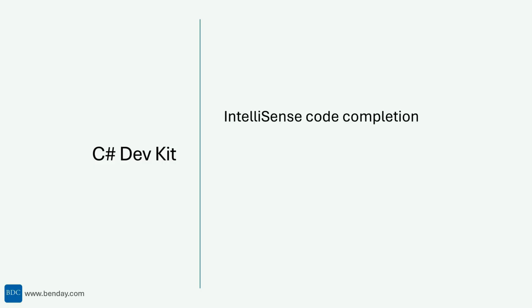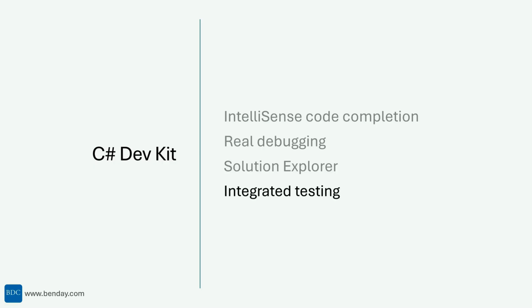IntelliSense is like autocomplete on steroids. It knows every method, every parameter, and shows documentation as you type. Set breakpoints, step through code, inspect variables, real debugging, not just console.log statements. A proper solution explorer just like Visual Studio, see all your projects, files, and references in one organized view. Run and debug tests right in the editor. See which pass, which fail, and why. Testing becomes painless.